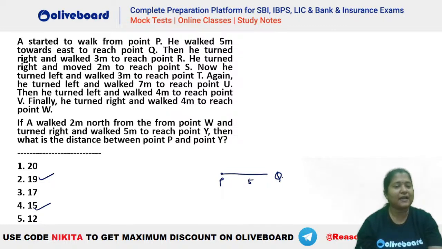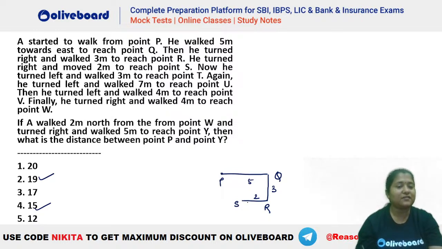Then he turned right and walked 3 meters to reach R. So from here he has to take 3 meters and he reaches R. He turned right and you can see he has to go 2 meters to reach point S. So from here you can see he has to take a right turn, right? So he turned right and walked 3 meters to reach point R. He turned right again and 2 meters to reach your S. So let's say this is your 2 meters and he reaches point S. Okay, so he is at this point here.